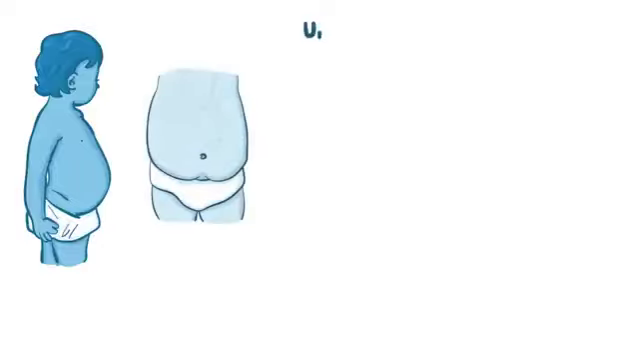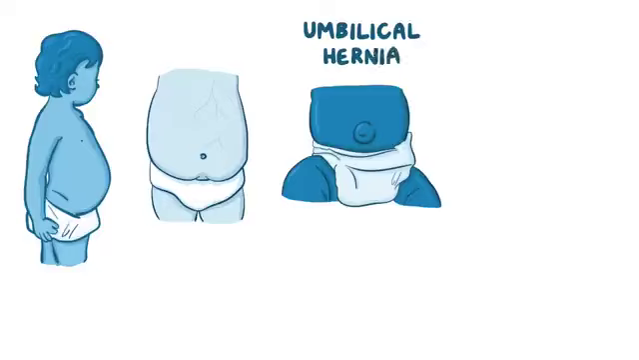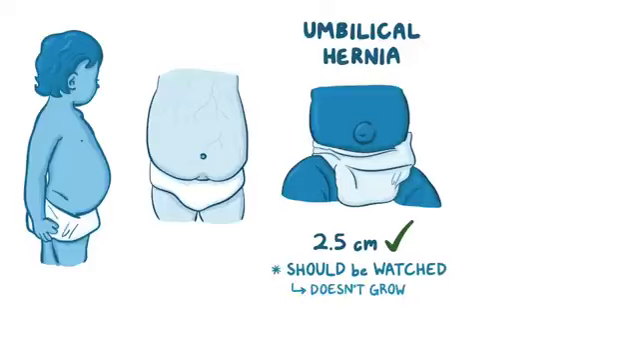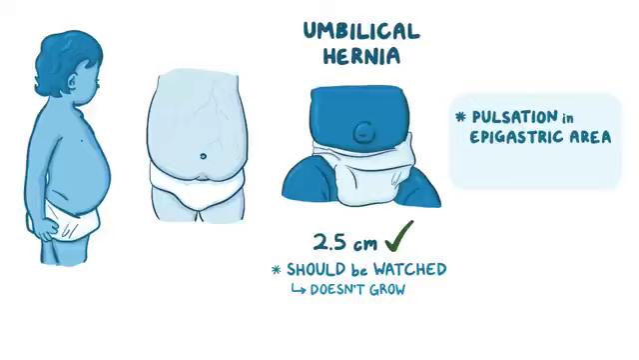For kids, the abdomen is often a little protuberant. The skin has a light venous pattern. There might be 2 bulges, but they're symmetrical. If there's an umbilical hernia, that's okay if it's 2.5 centimeters or smaller. However, it should be watched to ensure that it doesn't continue growing. There may be some pulsations in the epigastric area, but visible peristaltic waves could indicate pyloric stenosis.